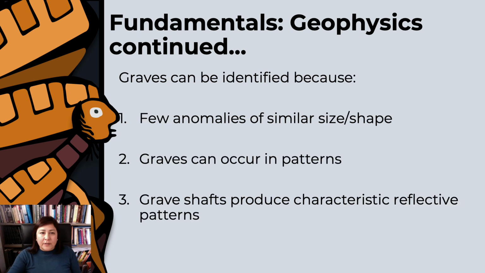In formal cemeteries, GPR can be used to detect graves confidently for several reasons. First, there are few anomalies of similar size and shape in such landscapes. Second, graves frequently occur in patterns such as rows, assisting the identification of individual graves. And third, the rectangular planes of grave shafts produce characteristic reflective patterns visible in the vertical images, or radargrams. Because of these properties, interpretation of burials in cemeteries using GPR data can often be straightforward.